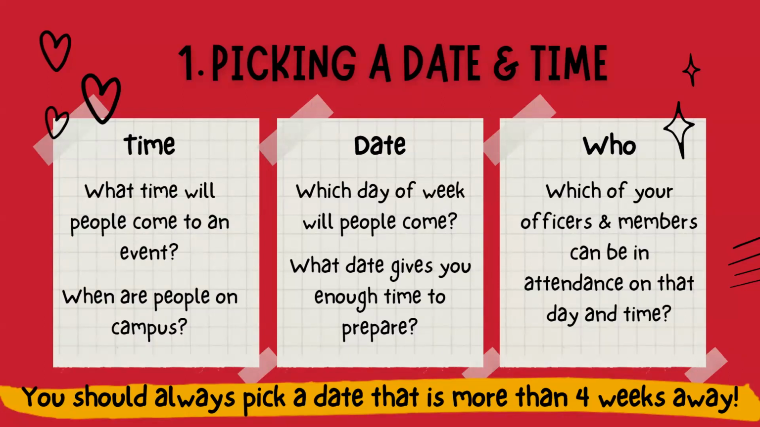Now, also pay close attention to which of your officers and members can be in attendance on that day and time. I'd say you'd want at least 2 to 3 or 4 officers available. 1 to set up before the event, 2 to host and greet people as they come in and do everything that's needed during the event, but also to stay after a little bit to make sure everything gets cleaned up and torn down. So an hour or 2 before, depending on how much is involved for setup, and then some time afterwards.